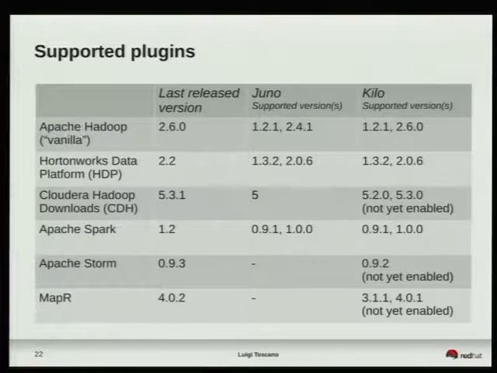Briefly, the table of the set of supported plugins. You see the distributions we mentioned are all here. Even Spark and Storm are supported just for Kilo for now. Not all of them are enabled yet in the default set of plugins, and mostly they are following upstream. If you see the version upstream and the version supported, at least in Kilo, not all of them. Hortonworks is a bit behind, but let's see.